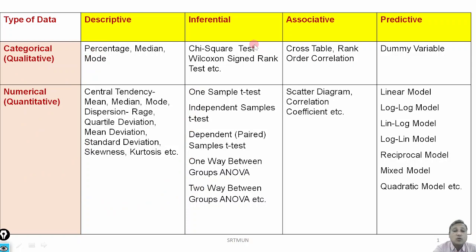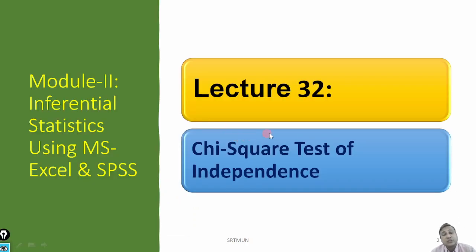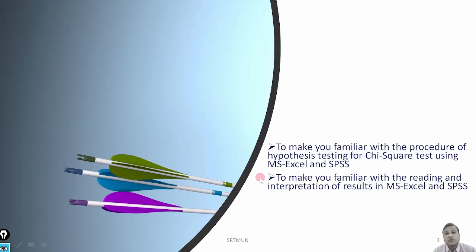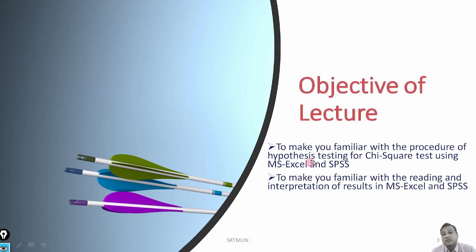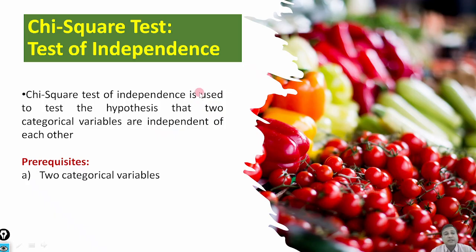So let me welcome you all here in lecture number 32 with the title chi-square test of independence. Here are the two objectives of lecture number 32. The first objective is to make you familiar with the procedure of hypothesis testing for chi-square test using MS Excel and SPSS, and the second objective of today's lecture is to make you familiar with the reading and interpretation of the results.